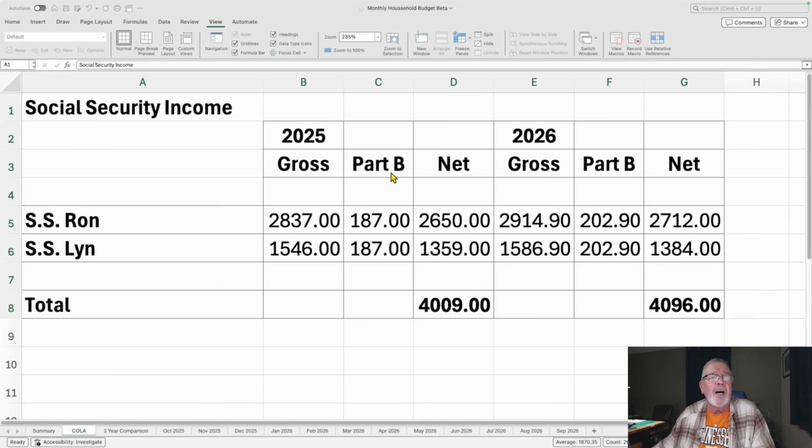In 2025, our Part B insurance was $187. In 2026, our Part B insurance is going to be $202.90, which leaves us a net of $27.12 for me and $13.84 for her. Now, you can get this information on the login.gov site that I mentioned earlier in this video.